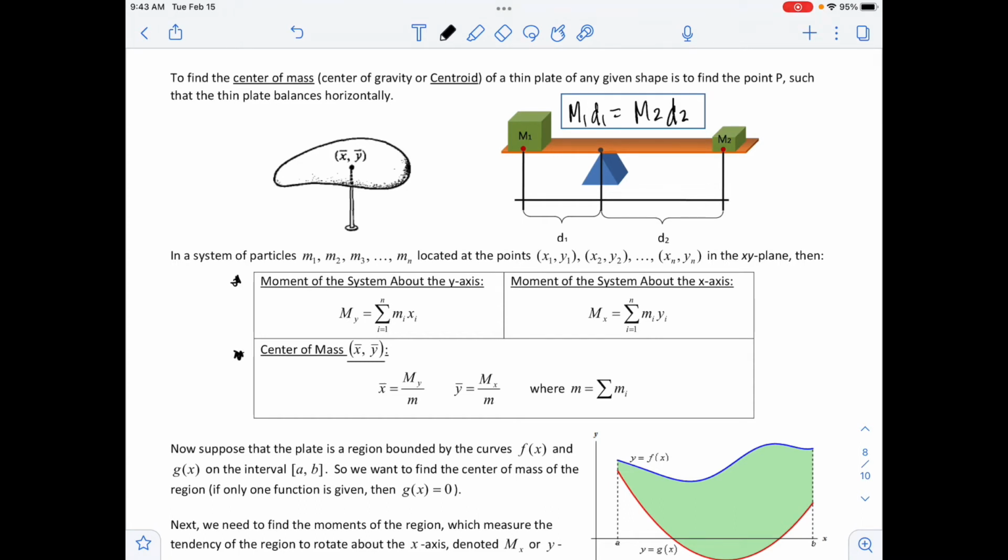X bar is going to be m sub y over m, and y bar is going to be m sub x over m, where m is equal to the sum of the masses. Now suppose that the plate is a region bounded by the curves f of x and g of x on the interval from a to b. So we want to find the center of mass of the region. If only one function is given, then g of x is going to be equal to 0.